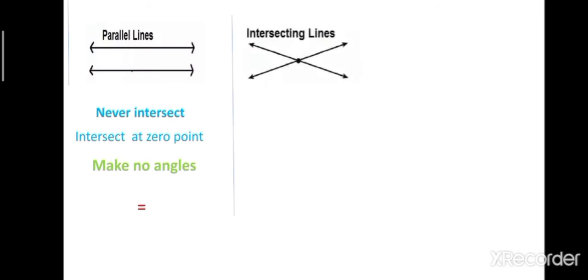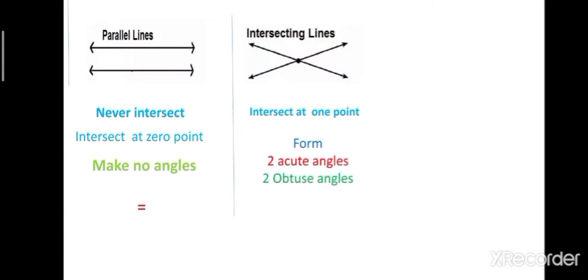Intersecting lines. Intersecting lines intersect at one point, the point of intersection. They form two acute angles and two obtuse angles. We can remember the intersecting lines by the letter X or the multiplication sign.